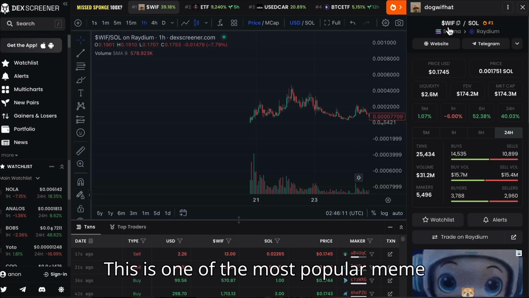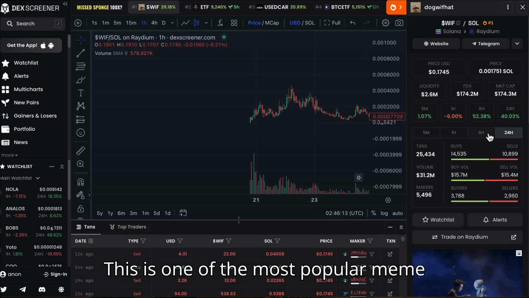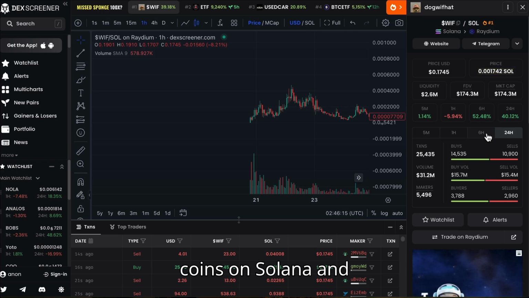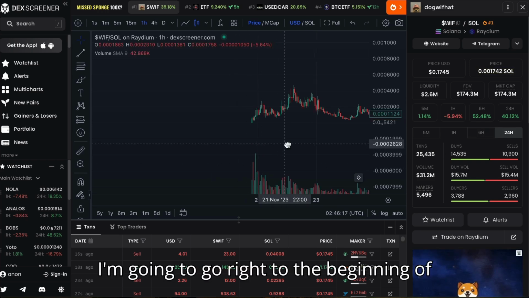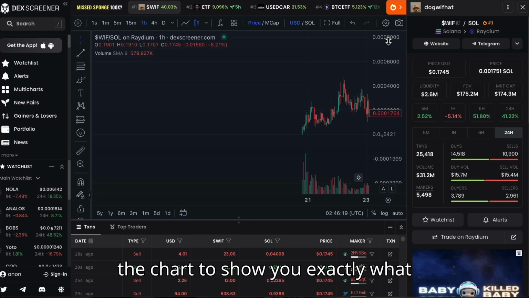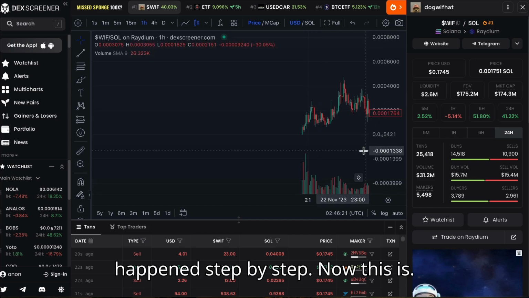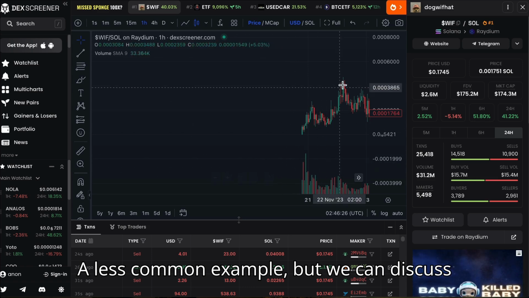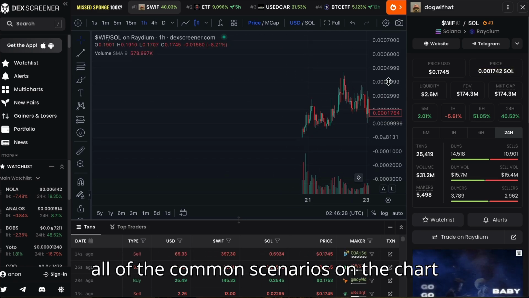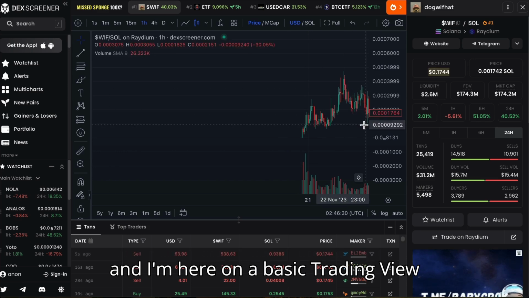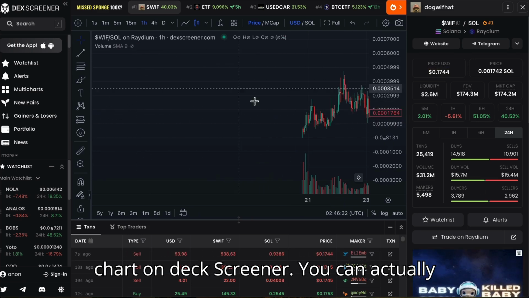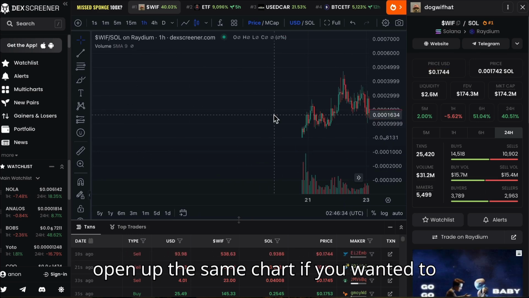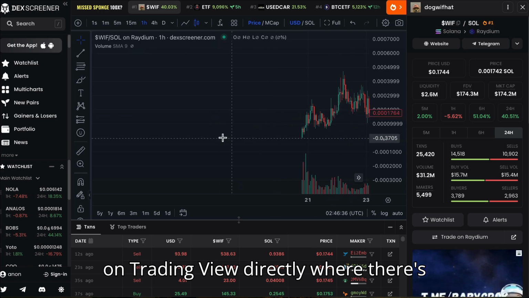This is WIF. This is one of the most popular meme coins on Solana. And I'm going to go right to the beginning of the chart to show you exactly what happened, step by step. Now, this is a less common example, but we can discuss all of the common scenarios on the chart. And I'm here on a basic TradingView chart on DexScreener. You can actually open up the same chart if you wanted to on TradingView directly, where there's more information.